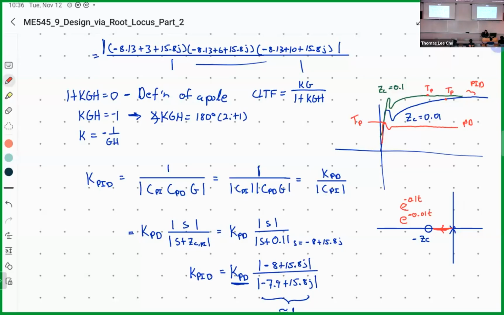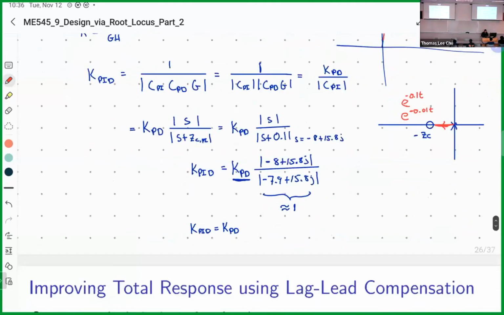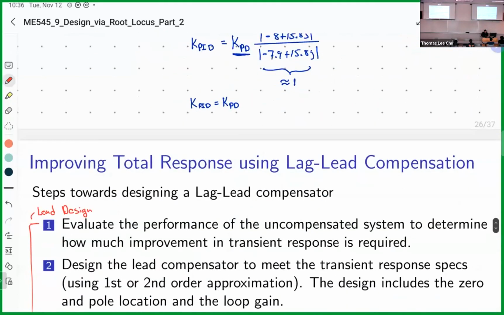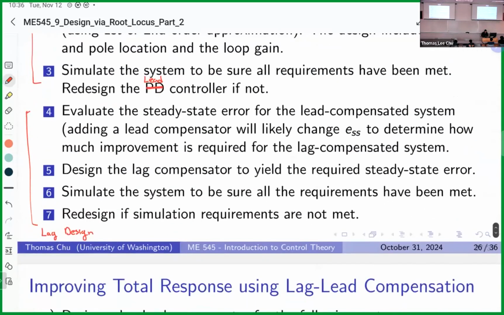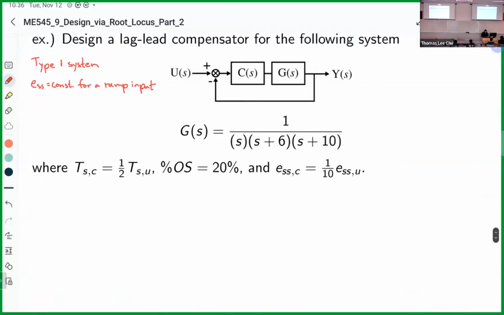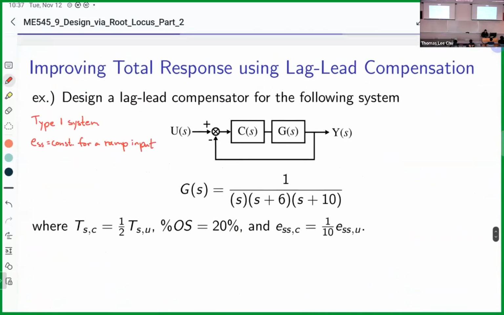One other thing about the notes I have here is that I have uploaded these notes, so they're not complete, but I will finish them today. Regardless, these have been uploaded, the incomplete version. And the only thing left to do is to finish this lag lead compensation example. Are there any questions before we get started?